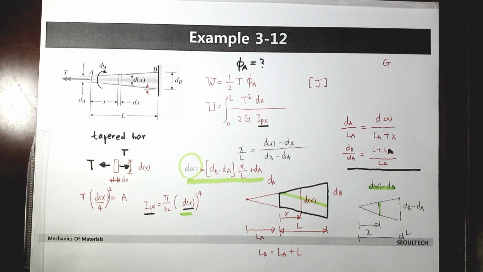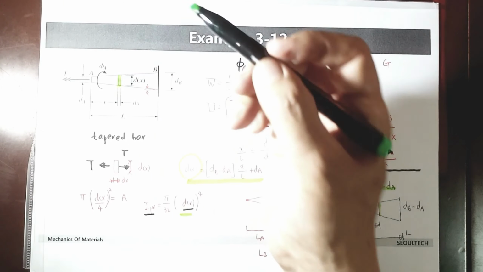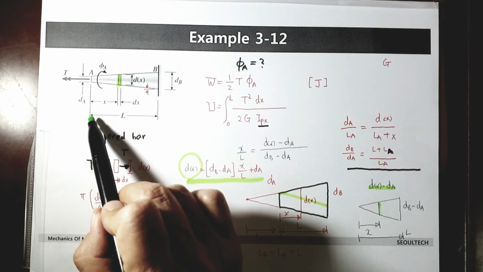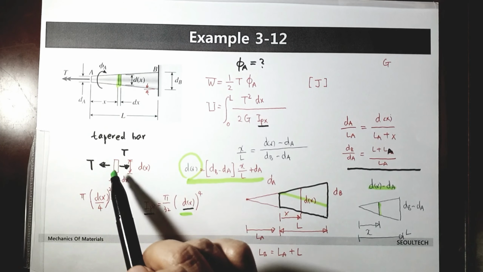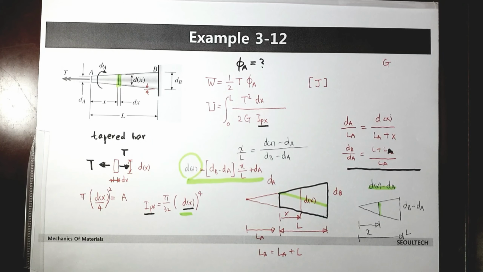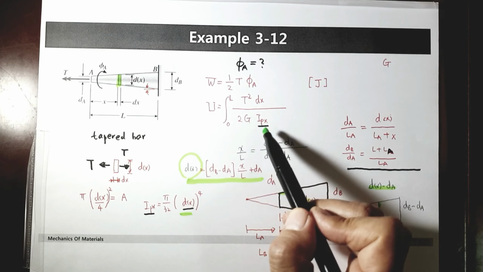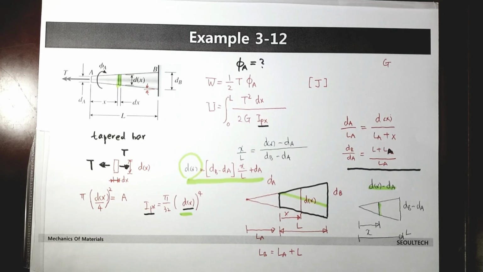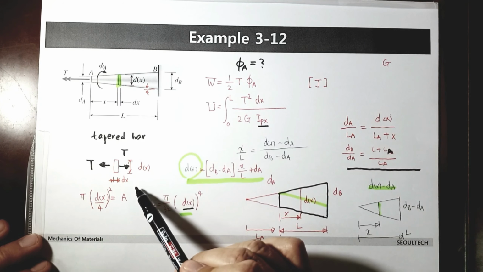What does that mean physically? We consider just a small infinitesimal disk, but we sum everything from here to there, adding up the small disks from the left side to the right side. Then finally we have strain energy. We can calculate it like this. Okay, in order to calculate strain energy, T squared dx over 2G IPx is applied to this one.